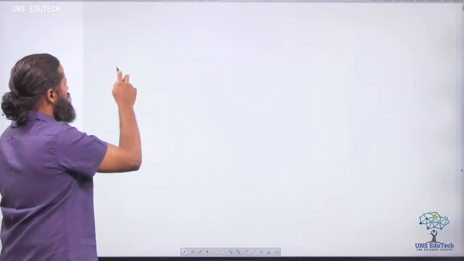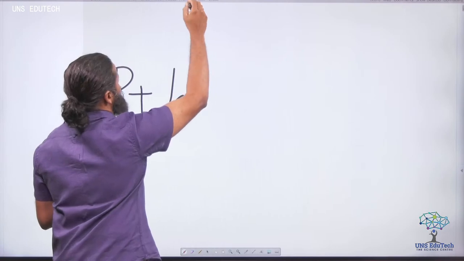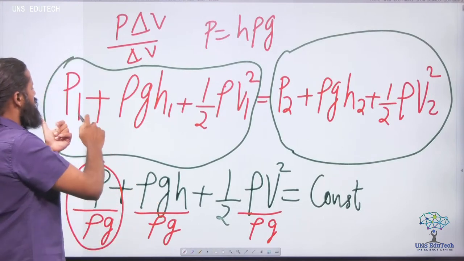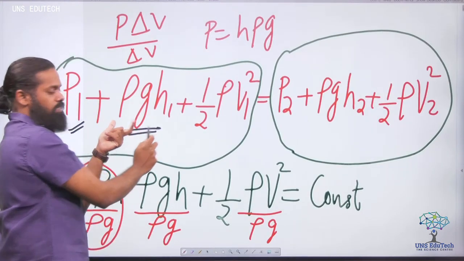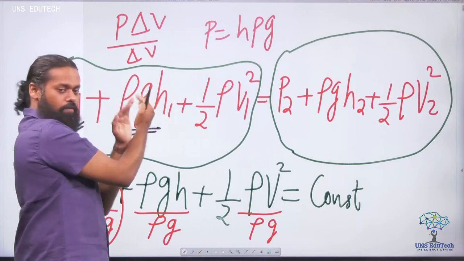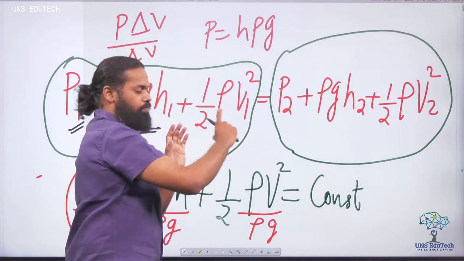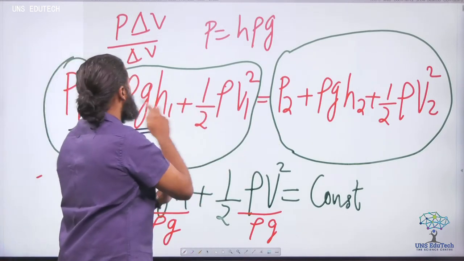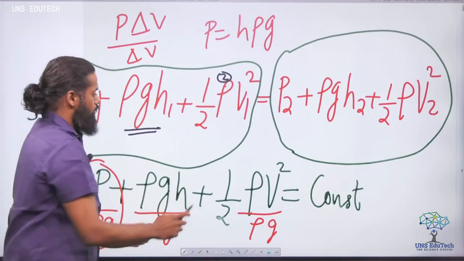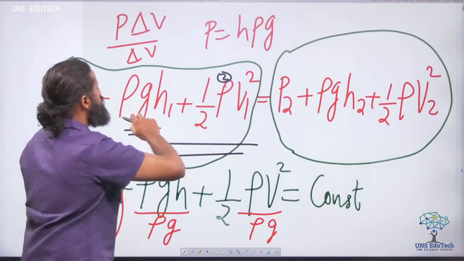Here the pressure energy and the h rho g term arise because of the difference in height. If you choose different locations, only then does this component come into the picture. Otherwise, if the fluid is moving through a straight pipe at the same horizontal level, all points are at the same height, so h1 and h2 are the same and these two quantities cancel out.